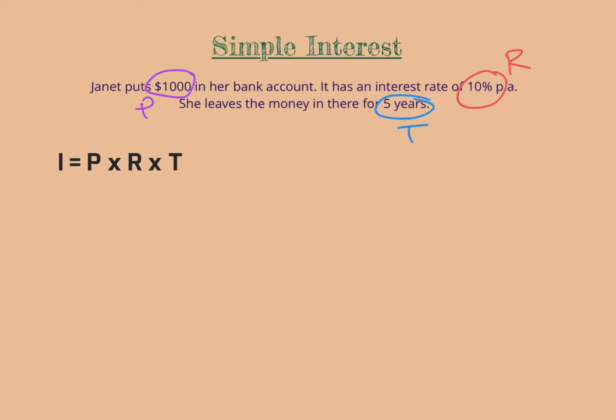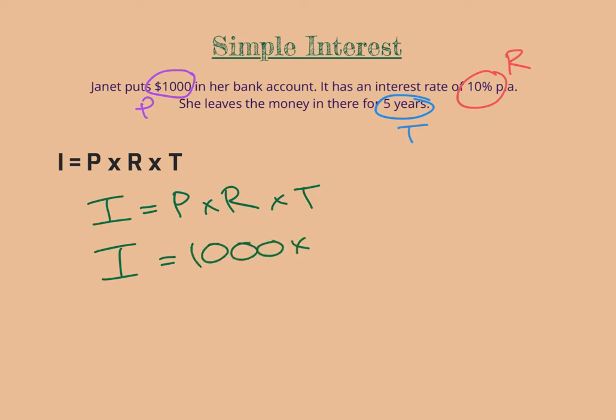Cool. So in order to calculate interest, it's going to be I is equal to P times R times T, and I'm just going to put these three values into my formula. So I is equal to 1,000 times the rate. Remember, always write the rate as a decimal, so 0.10 times 5. So the interest that Janet earns is $500. So at the end of her 5 years, she'll have $500 extra as well as the $1,000 that she's put in.